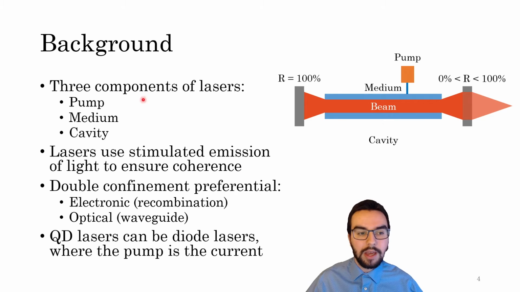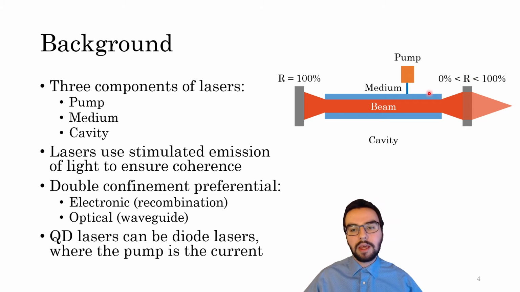The cavity actually produces the bouncing of the light back and forth within, so that one side is reflective 100% of the time, and the other side is only reflective some of the time. This allows for the gain to happen within it, and light to come out of one of the sides.